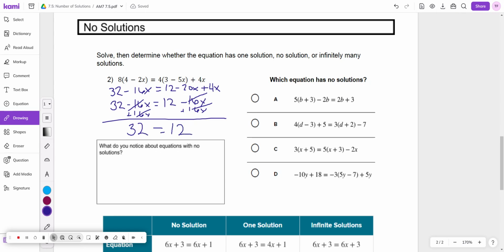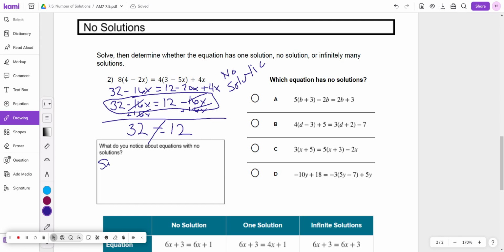Huh. Does 32 really equal 12? Well, absolutely not. So that is not a true statement. So there is absolutely no solution. What do I notice about this part right here? I notice I have the same coefficients, but I do not have the same constants.